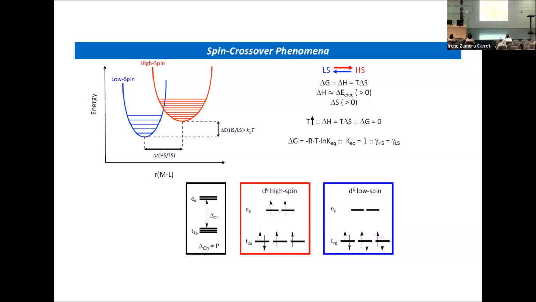Now, as you can see here, for the case of having 6 electrons, which is iron 2, which is the most common case, the change in the spin state produces profound changes in the physical properties of your molecule.